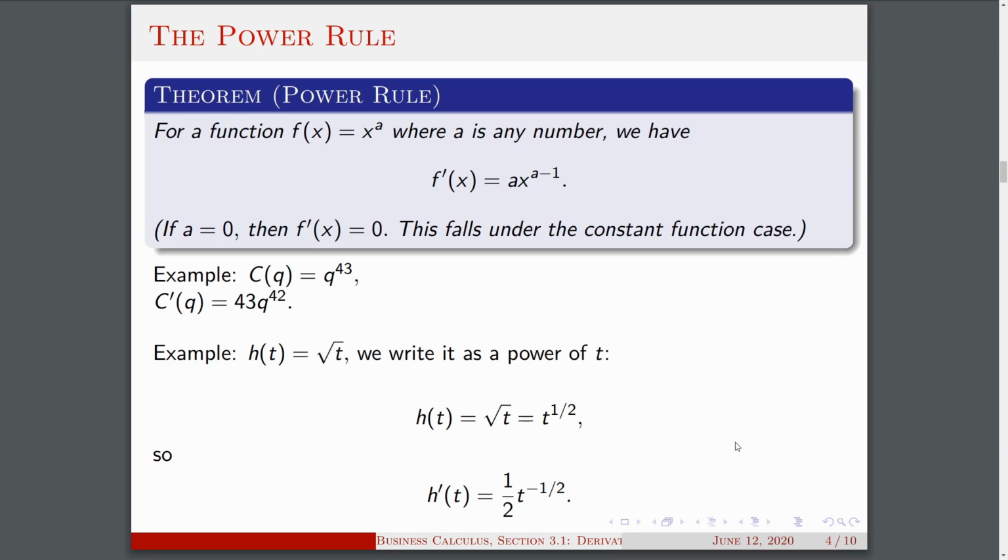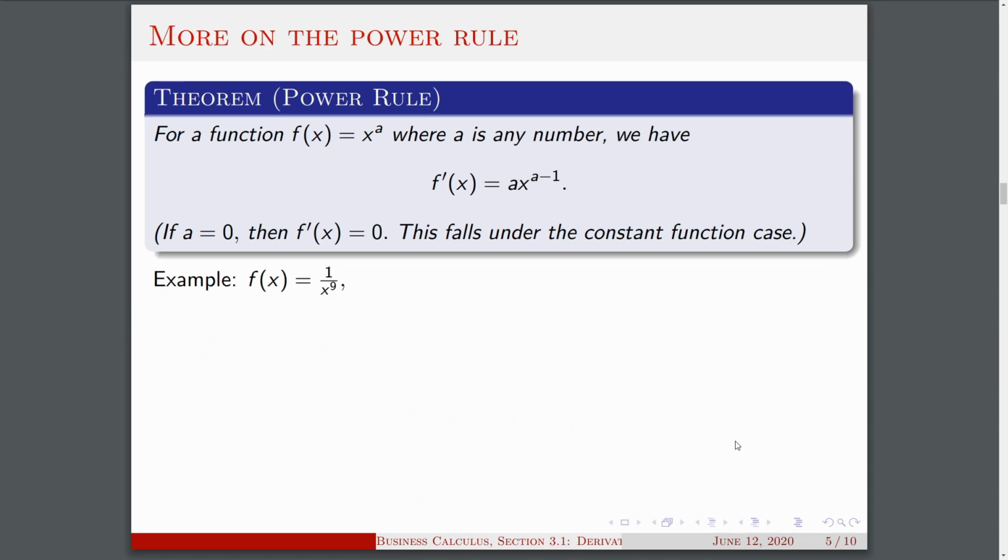All right. Good. Let's look at another example. Let's say we have the function is 1 over x to the 9th. Now this is almost of the form that we could use it, but is it quite of the form x to the a? It's of the form 1 over x to the a. That's not quite of the form, but how can we write this of the form x to the a?